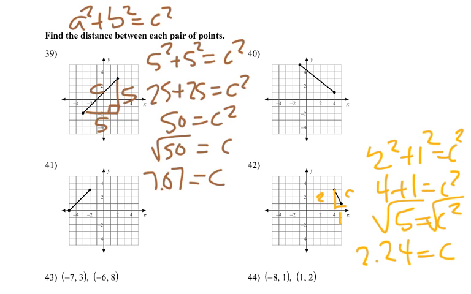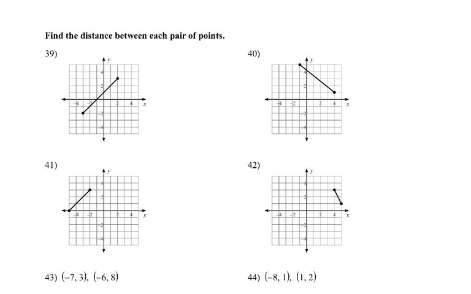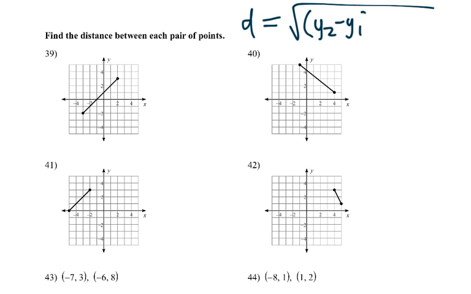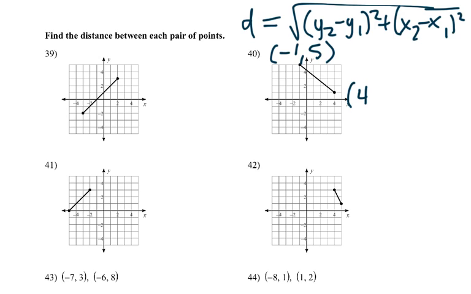Okay, the other way is using the distance formula, which is based off the Pythagorean theorem, but it's just using the points instead. It looks like this. So we take that point, which is negative 1, 5, and 4, 1. We assign this to be our x2 and y2, and this to be our x1, y1.